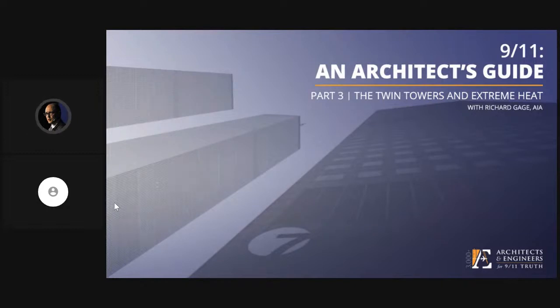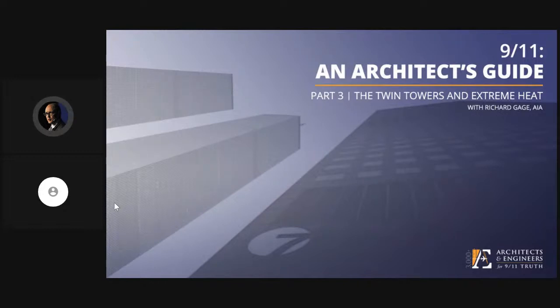A three-part series today. And I'm Richard Gage, AIA, member of the American Institute of Architects and founder of Architects and Engineers for 9/11 Truth. We're a 501c3 nonprofit organization representing a growing body of now more than 3,000 architects and engineers signed on to the petition demanding a new investigation into the destruction of all three World Trade Center skyscrapers on 9/11.